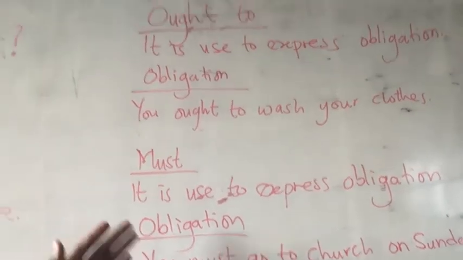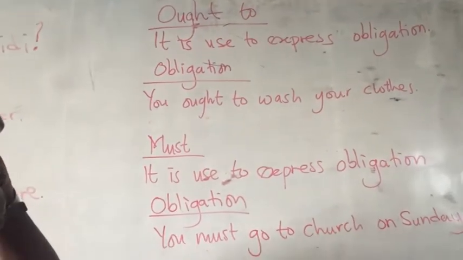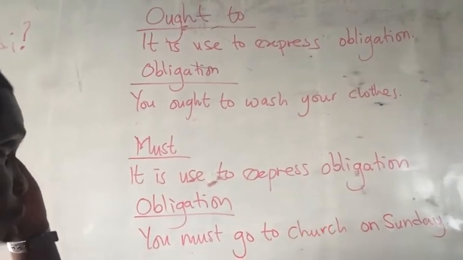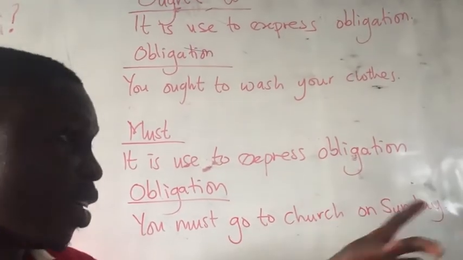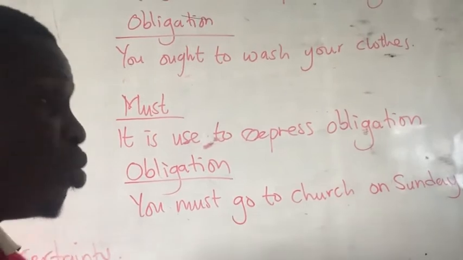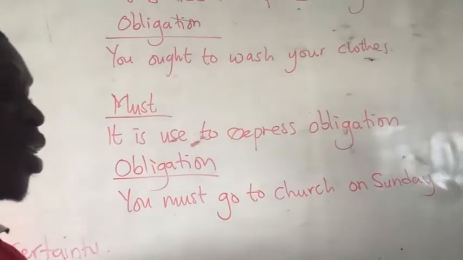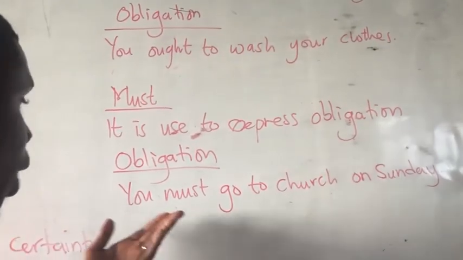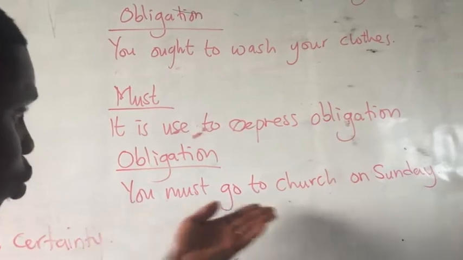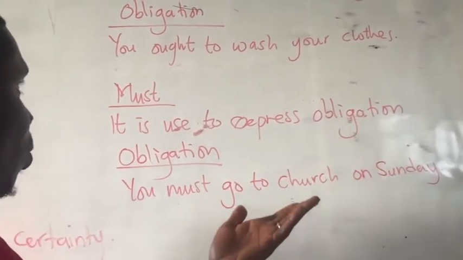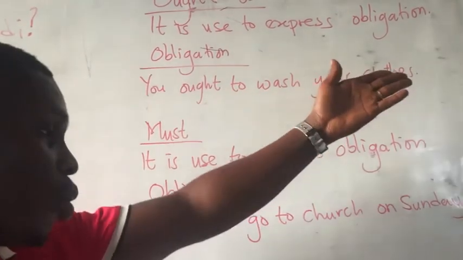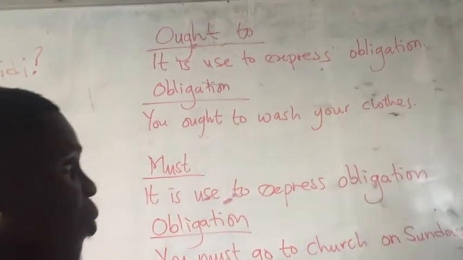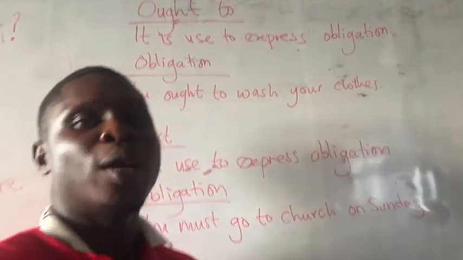So ought to. Then the last one here for today is must. Must also goes for what? Obligation. So you must go to church on Sunday. A Christian, it's your obligation to go to church on Sunday, since Sunday is your day of worship. You can also use ought to here. You ought to go to church on Sunday. It's your obligation. We can use must there. You must wash your clothes, and it fits. They are all there for variety to avoid repetition.